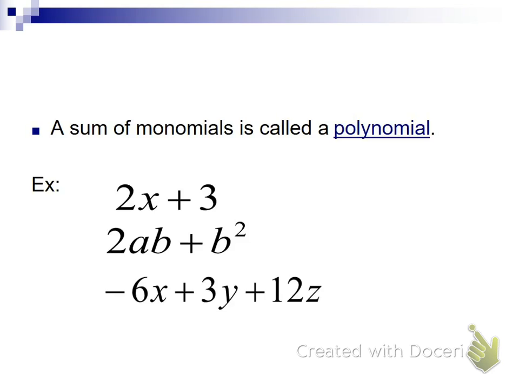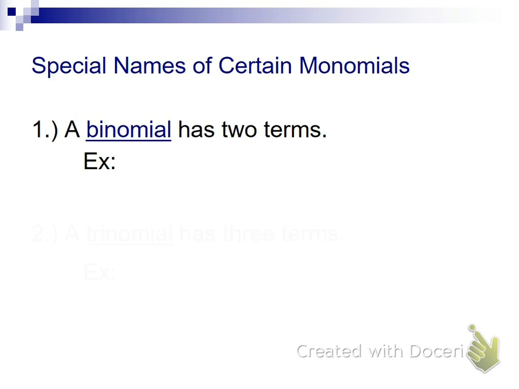What is the only constant we see in these examples? 3. So the only number that didn't have a variable attached to it was 3. That was the only constant in any of these examples. Questions about the difference between a monomial and a polynomial? Okay, we'll keep it moving.